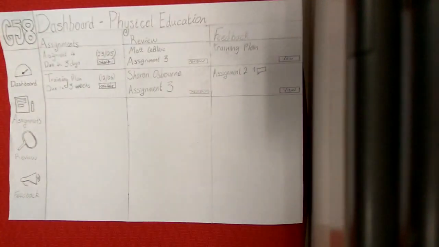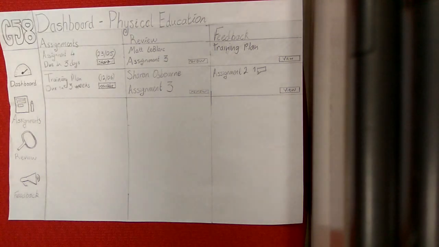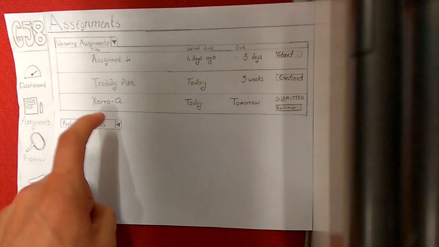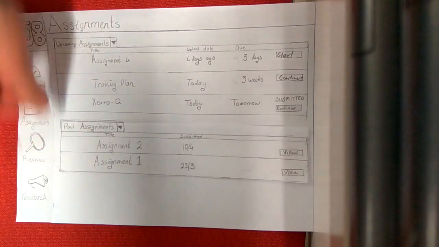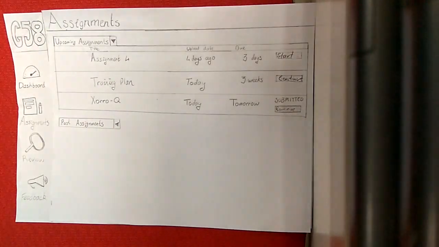Scenario 2. Clark logs onto the system and is presented with the dashboard. He decides to view his assignments, and so he selects the assignment panel. Clark decides to view his past assignments, and so he opens past assignments. Reading these, he decides to minimize past assignments.